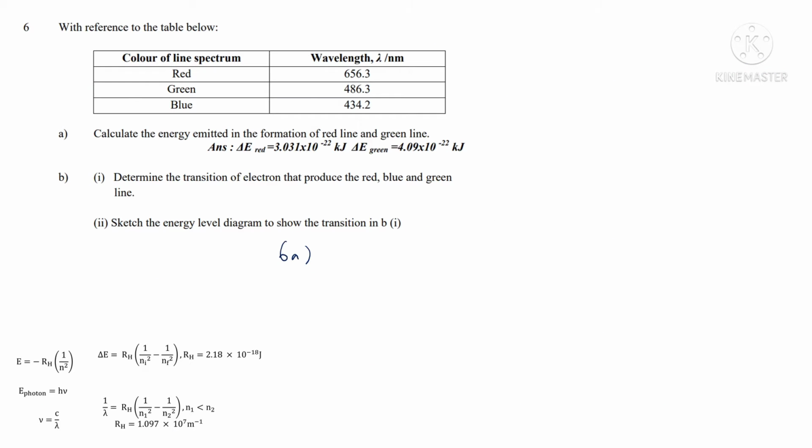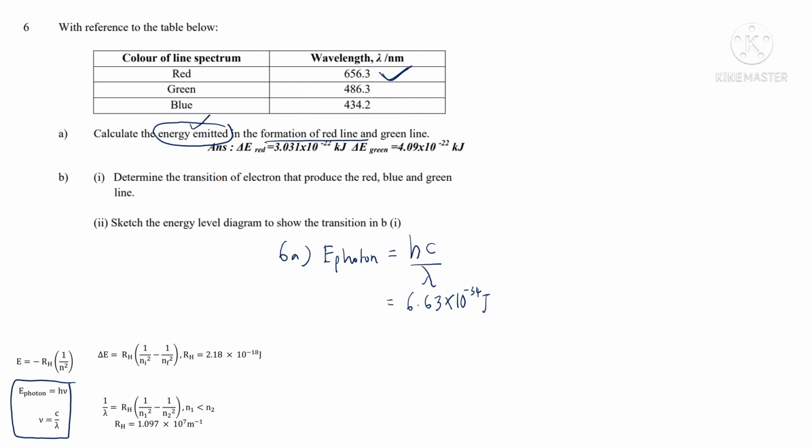So for question number 6a, we have been given the wavelength for red line, and we want to calculate the energy of photon emitted. So in step number 2, we want to choose appropriate formula that relate wavelength and the energy of photon emitted. So that would be combination of these two formula. So energy of photon equals to Planck constant multiplied by speed of light divided by the wavelength of the photon emitted. So H here is the Planck constant, 6.63 times 10 to the power of negative 34 joule second.